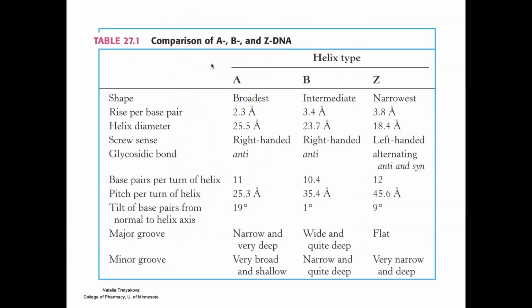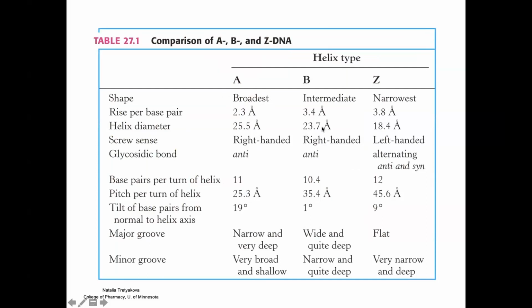So there's two tables here. You can look these over on your own, but they give various differences for a variety of characteristics when you compare A, B, and Z DNA. I guess the main thing I want to point out is that, as I said, A DNA has the largest diameter. So you can see it's broad, about 25 angstroms. Remember, we said for B DNA it's about 20 angstroms. I should point out, here they say 23.7.